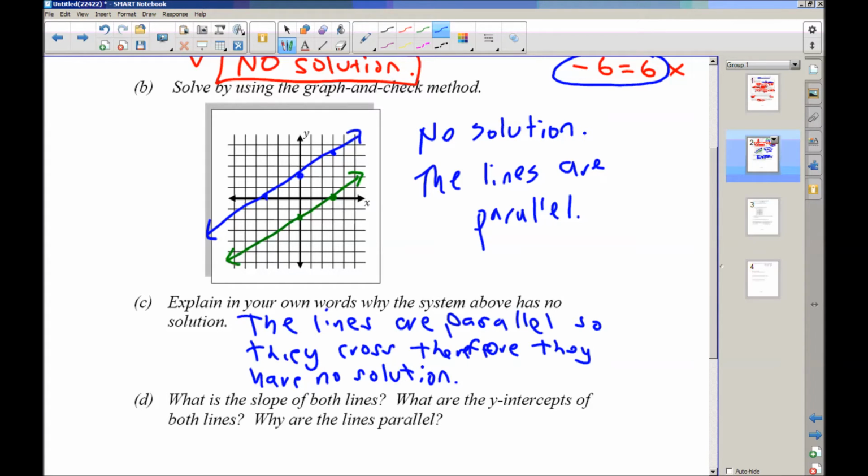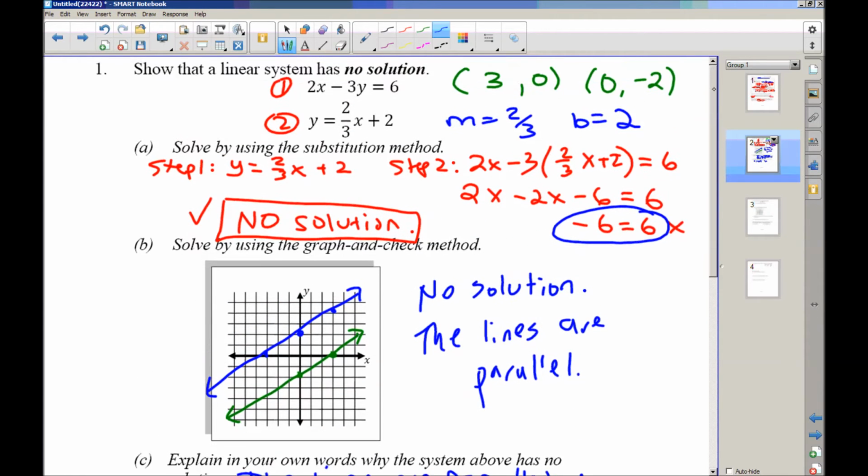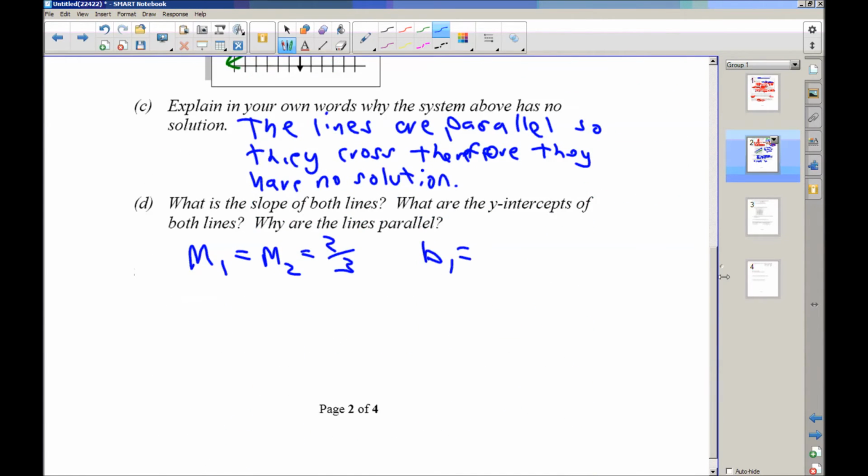Okay. So what is the slope of both lines? Well, we said that already. Both lines, the slope is 2/3. It goes up 2 and right 3. So the slope in line 1 is equal to the slope in line 2, which is 2/3. And it says, what are the y-intercepts in both lines? So the first y-intercept is, let's see, that was the green one, I think. The first y-intercept was negative 2, and the second y-intercept was positive 2.